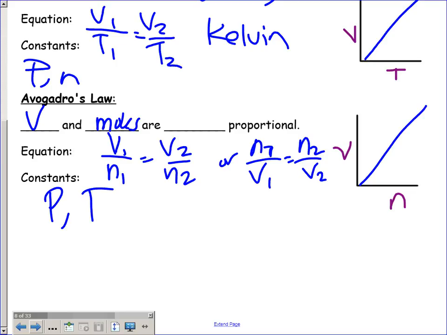So what happens if I increase the number of moles in my box? First off, what happens? Why does the pressure increase? More stuff means more collisions, and more collisions means pressure increases. But you can't have pressure increasing, because we said it must remain constant. So then what do you do to alleviate? You allow the volume to increase.